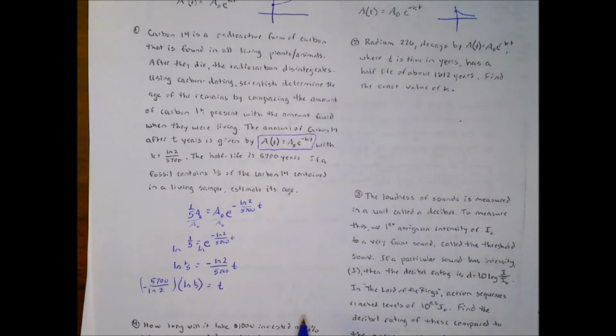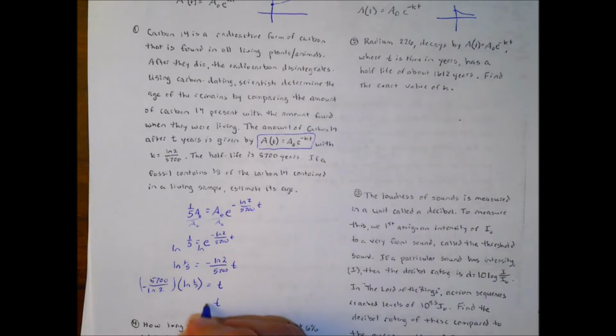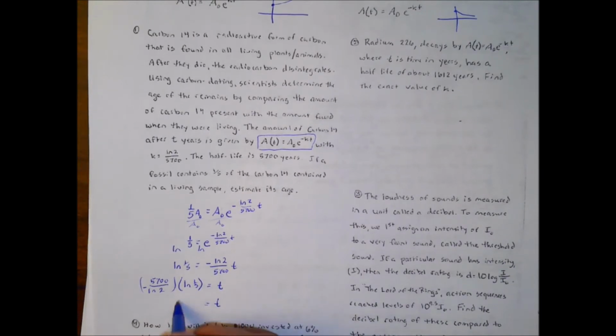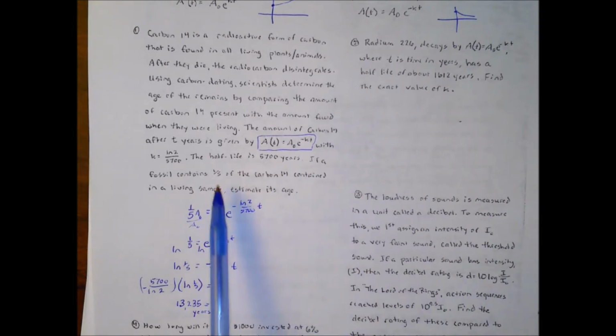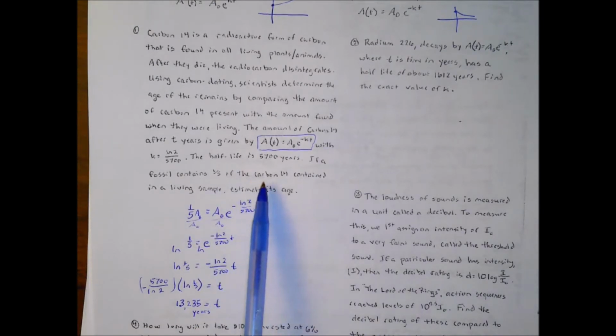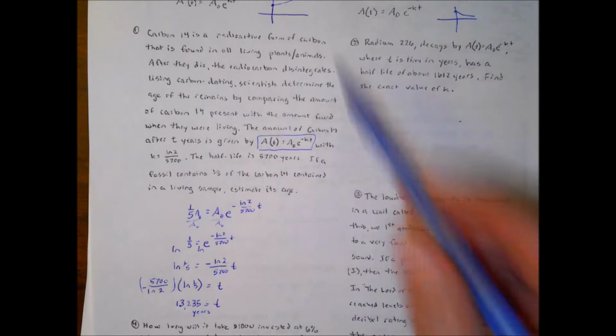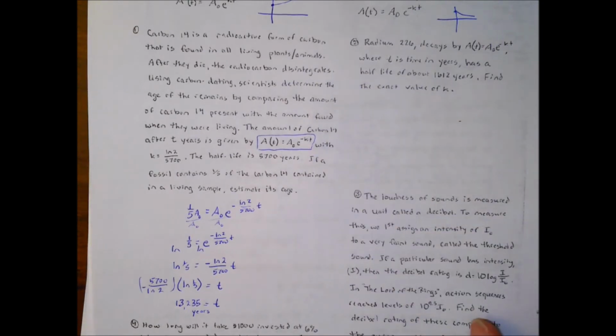And if you put this into your calculator, into Desmos, you get t is equal to approximately 13,235 years. Okay, so if it contains 1/5 of what it had contained when it was living, it's over 13,000 years old, is what this theory says.